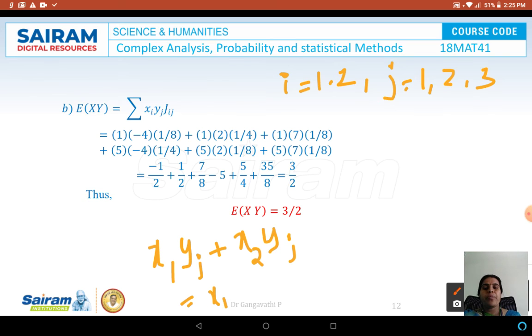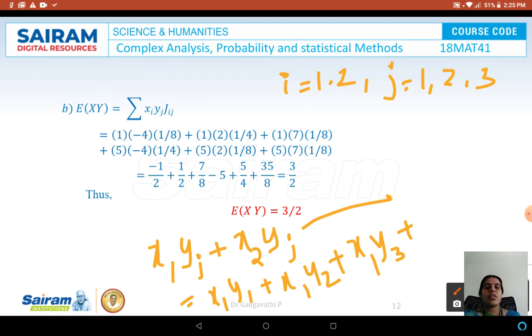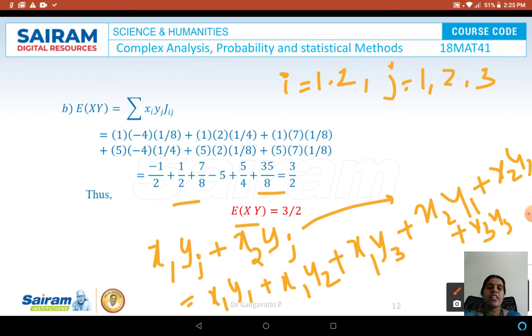So for x1, I'll give the value for j as 1, so it is x1 y1. Next, I'll give j as 2, x1 y2, plus j equal to 3, x1 y3, plus. Now I'll go to the second term: x2 y1 plus x2 y2 plus x2 y3. Now we know all the values, so we can substitute and simplify. On simplifying, we get the expectation of xy to be 3 by 2.